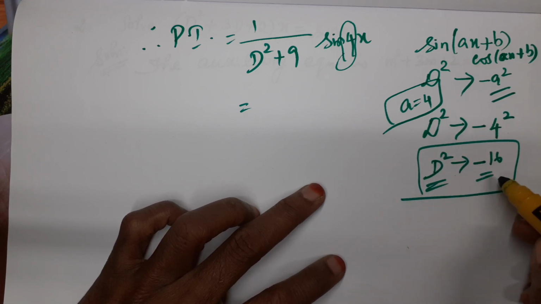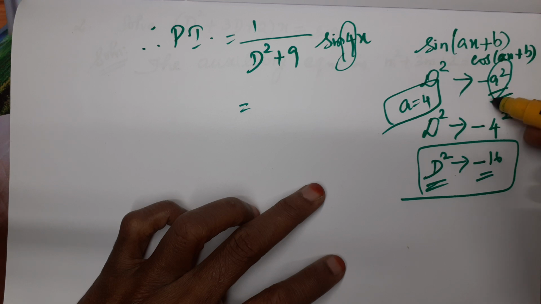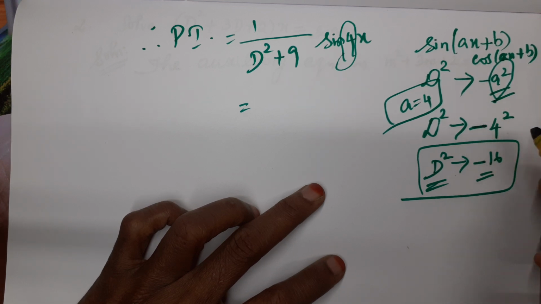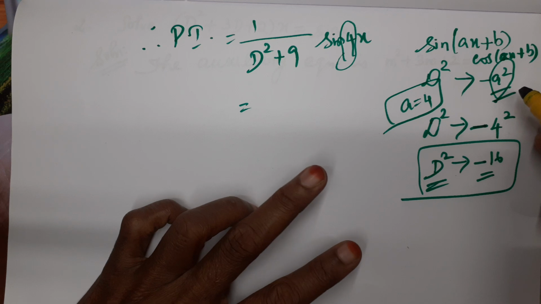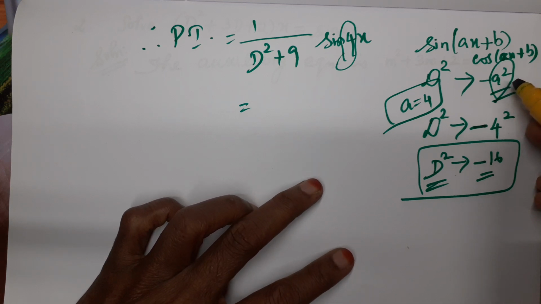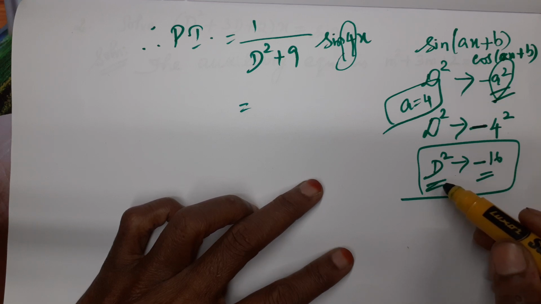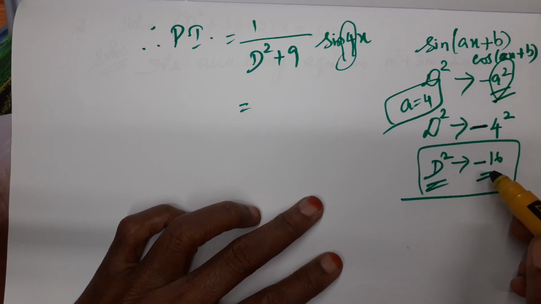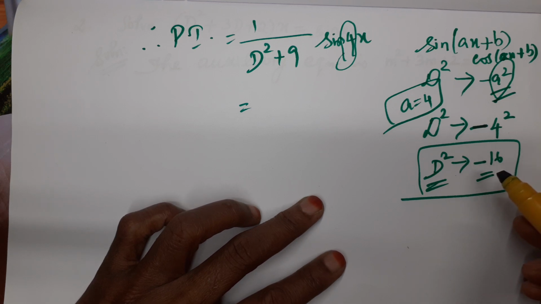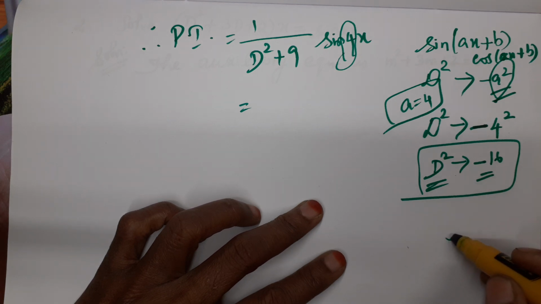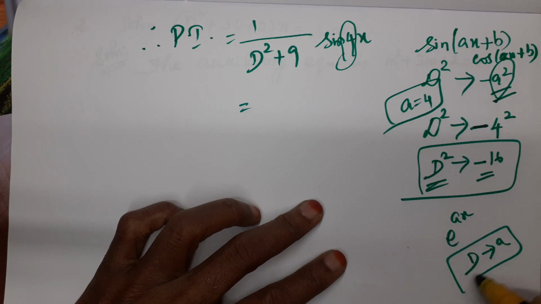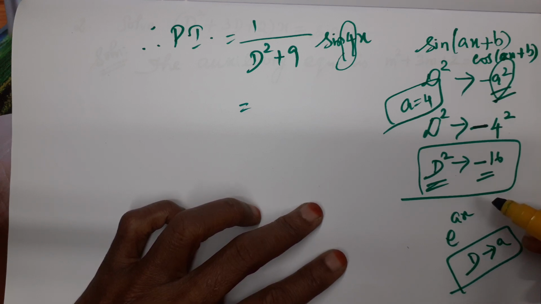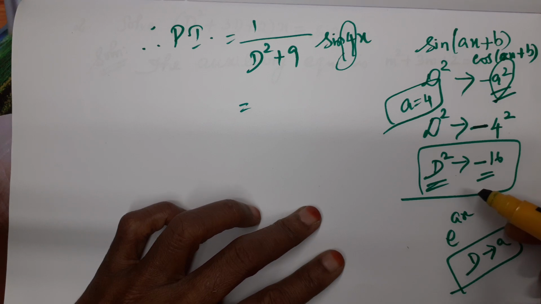This will be a negative value always, because after taking the square we have to put a negative sign. So whether a is plus or minus, when you take the square it is positive. For a positive value we have to take a negative sign. So compulsorily we will get a negative value for d squared. Only d squared can be replaced. D cannot be replaced, because in the previous case, if we have e power ax, d can be replaced by a. This is case 1. But here we have an option for replacing d squared.